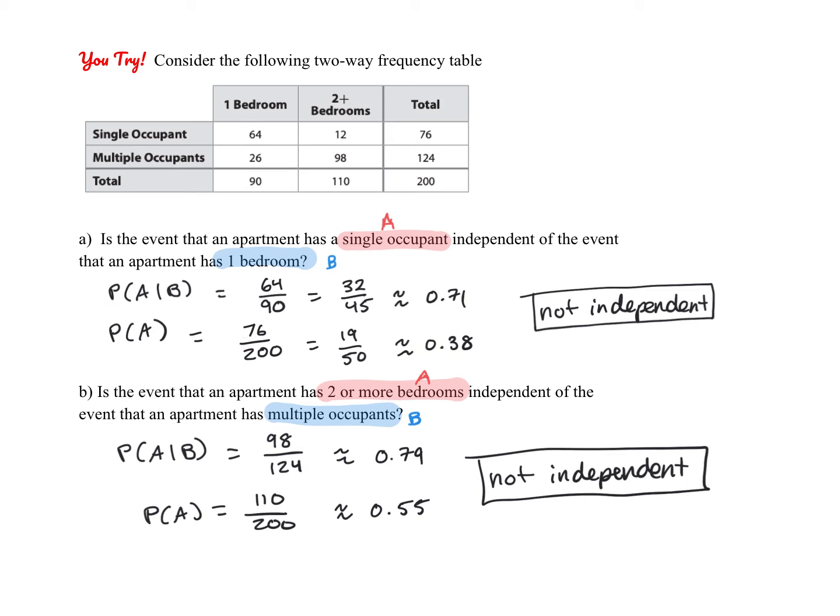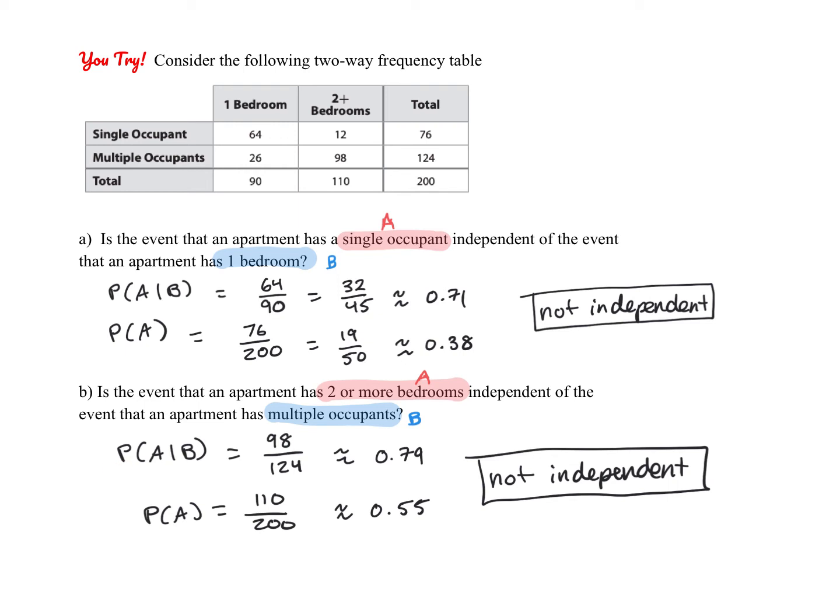So for this first one, again, if you find probability of A given B, so for one bedroom, there's 90 outcomes and 64 of them are single occupancy. So that's 64 over 90, which is about 0.71. And then the probability of just being single occupancy is 76 over 200, so 0.38. So those probabilities are not the same, meaning the events are not independent.